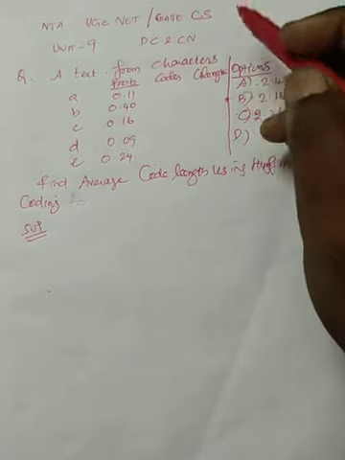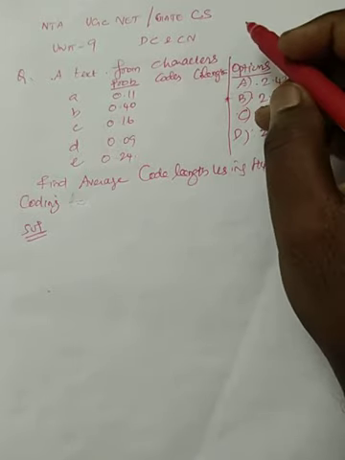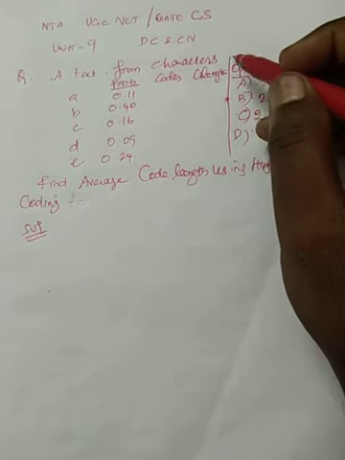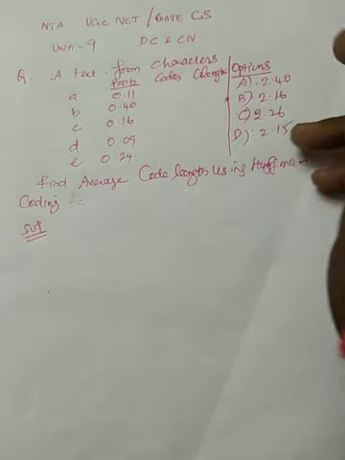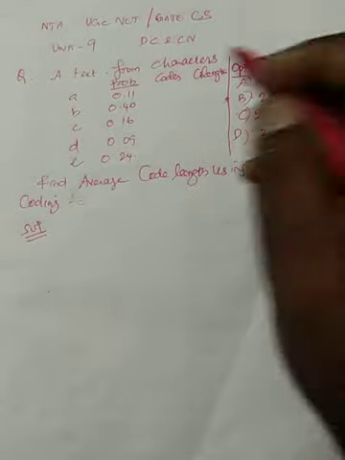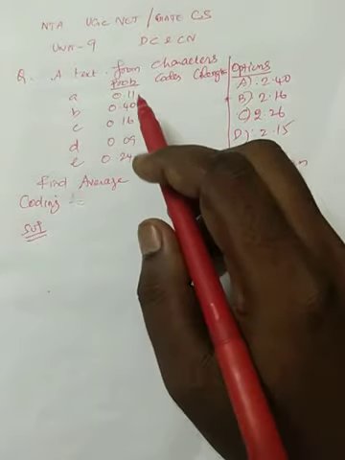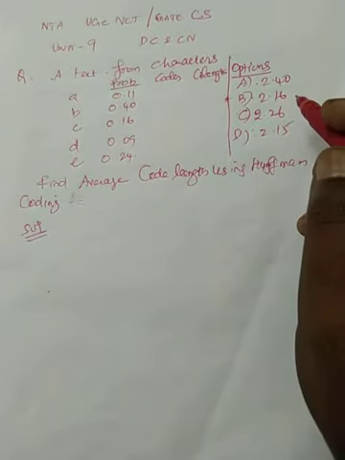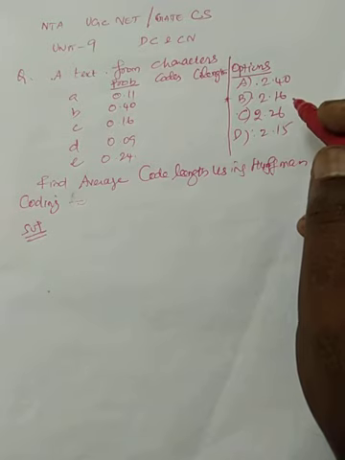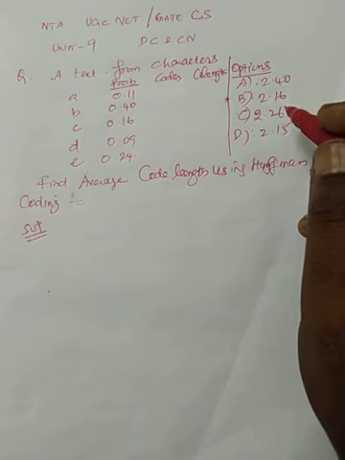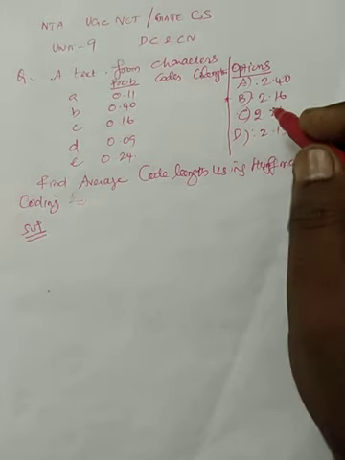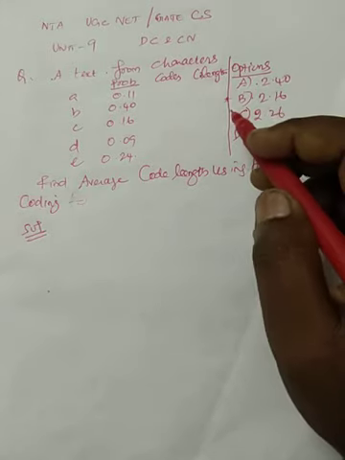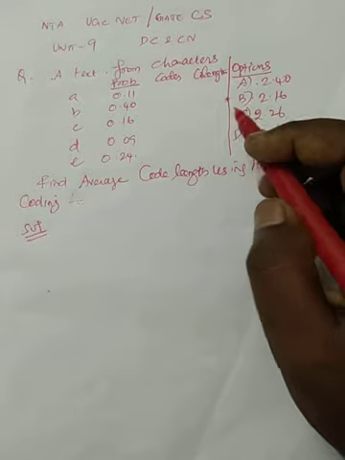So here I'll be teaching another important question from computer network and data communication from UGC NET as well as GATE Computer Science. It is about finding average code length using the Huffman coding technique, which is used in encoding technique and Shannon theory concepts.